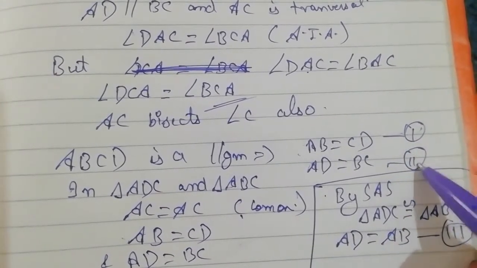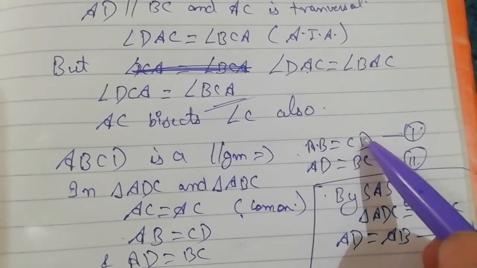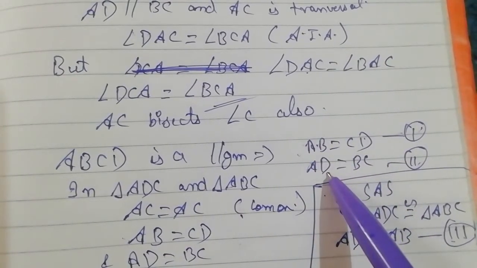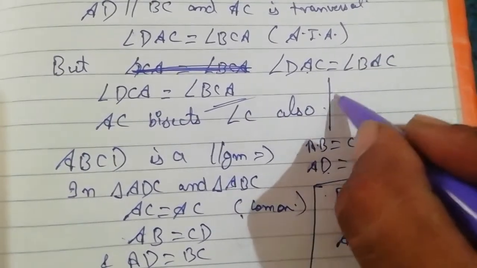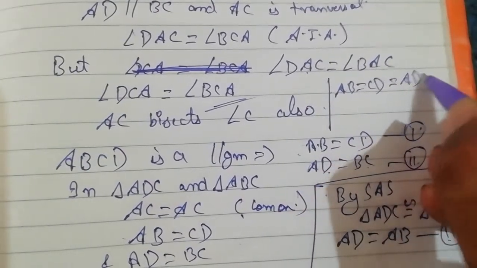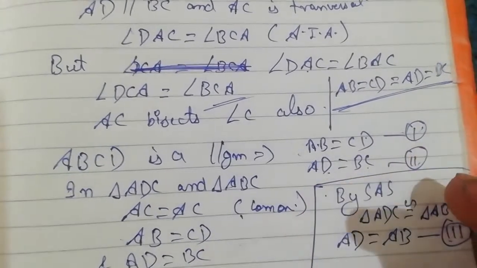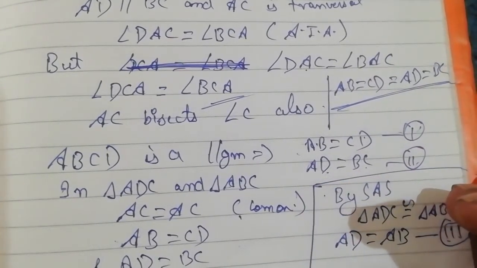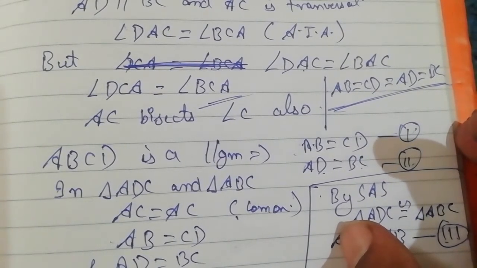Now from first, second and third, look, AB is equal to CD. AB is also equal to AD, and AD is equal to BC. So we can say that AB is equal to CD is equal to AD is equal to BC. So all of the sides are equal. You have to write the statement after this question that ABCD is a parallelogram in which all sides are equal, therefore it is a rhombus.